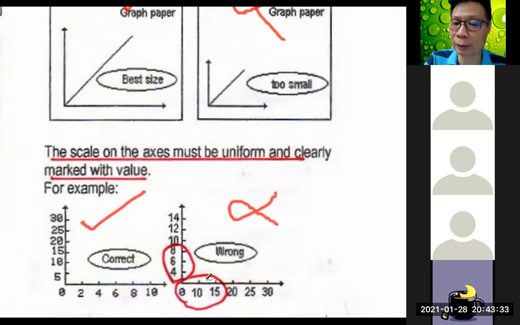This is wrong already. So remember, never make this kind of stupid mistake. Here also the same. Here, first is 0, 4, there is 4. Then suddenly 4 to 6 becomes 2 only. Not uniform. So all these kinds of things cannot be accepted.